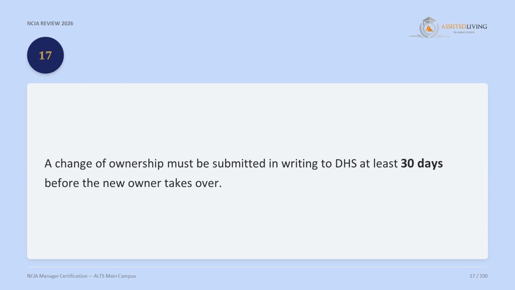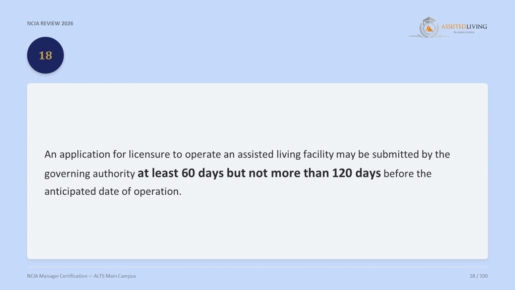Ownership changes must be submitted in writing to DHS at least 30 days before the new owner takes over. Applications for assisted living licensure must be submitted 60 to 120 days before the anticipated operation date.